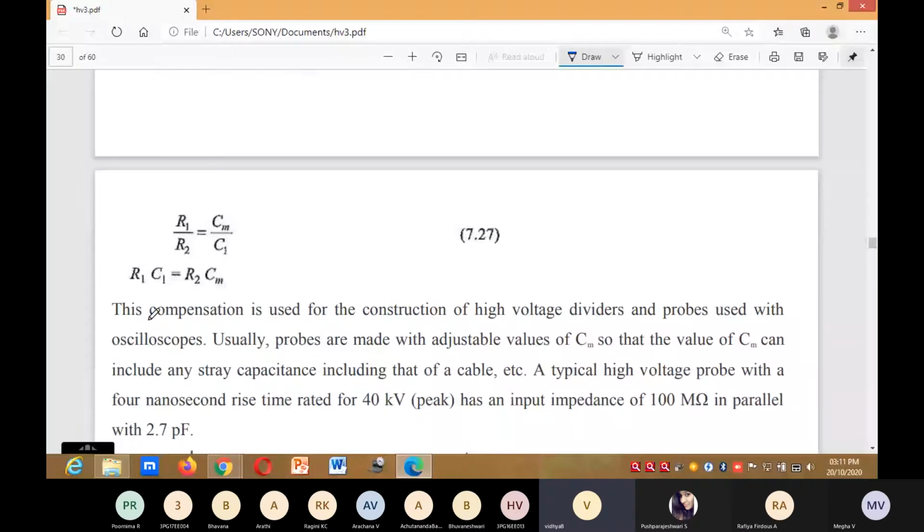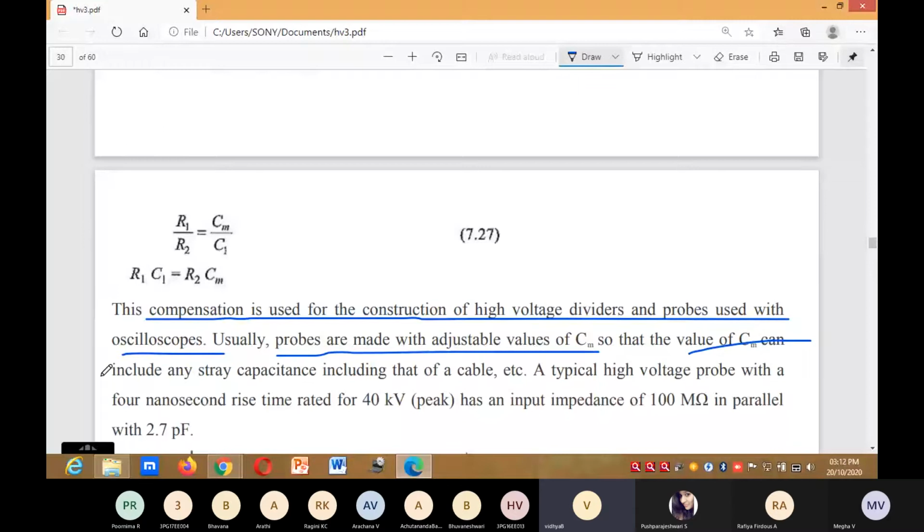This compensation is used for the construction of high voltage dividers and probes used with the oscilloscope. Usually probes are made with adjustable values of Cm. What is the use of adjustable values of Cm? So that the value of Cm can include any stray capacitance, including that of the cable.